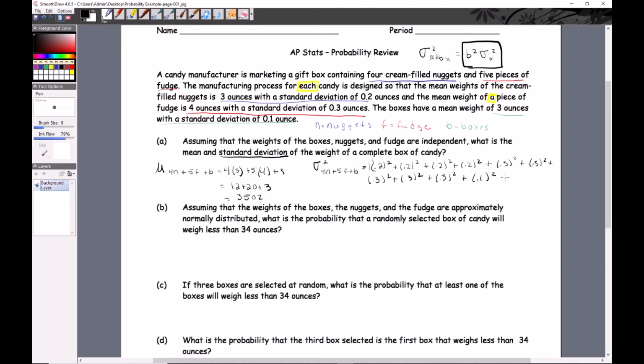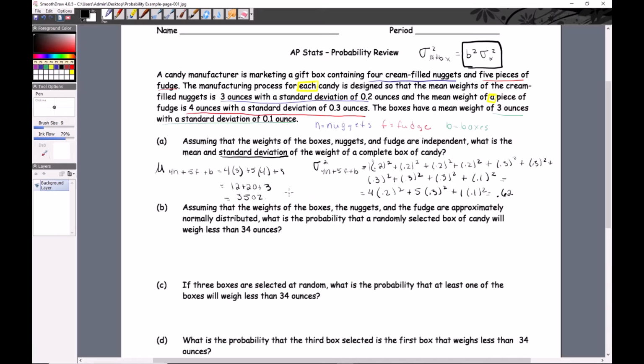So what you end up with here is this. You actually end up with 4, because there's 4 of these 0.2s, times 0.2 squared, plus 5 of these 0.3 squareds, and then you just have 1 of those 0.1 squares. And if you do the math on that, that gives you 0.62. Now that is your variance.